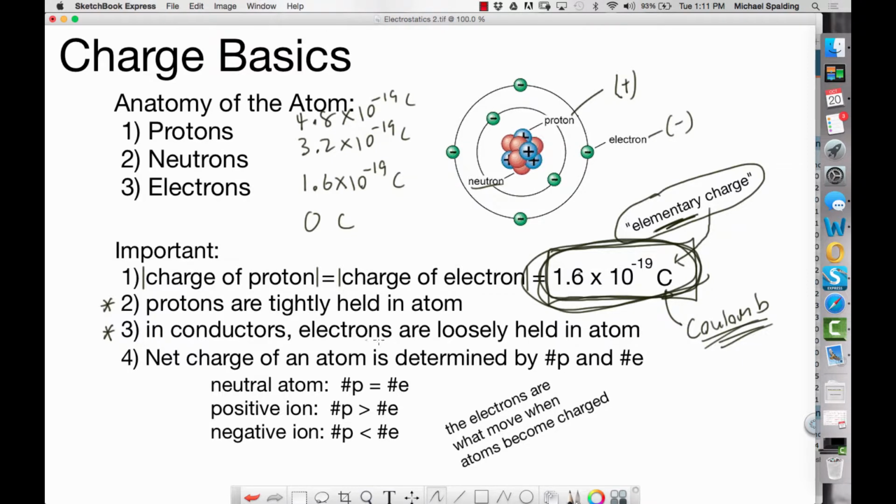So in conductors, electrons are loosely held in the atom. They're free to move around. Okay, last on this list, the net charge of an atom is determined by the number of protons and the number of electrons. So, for example, if you have a neutral atom, what does that mean? The number of protons and the number of electrons will be the same.